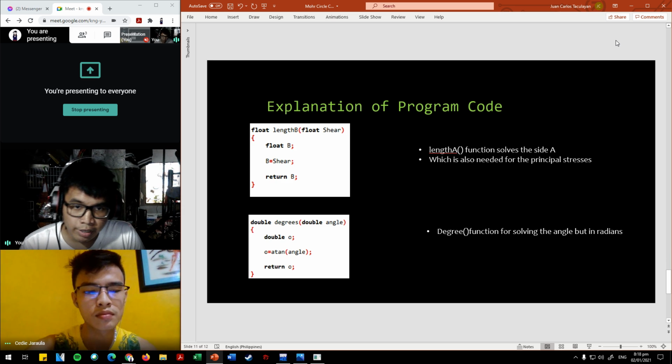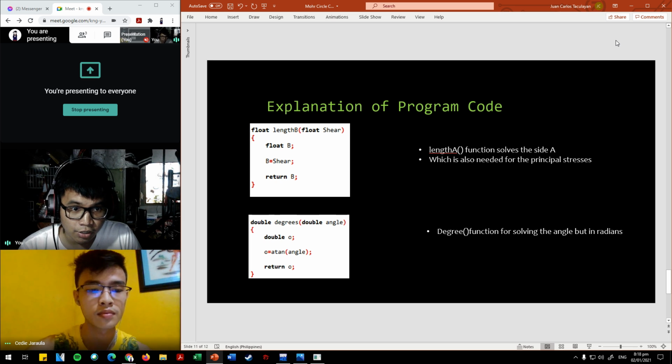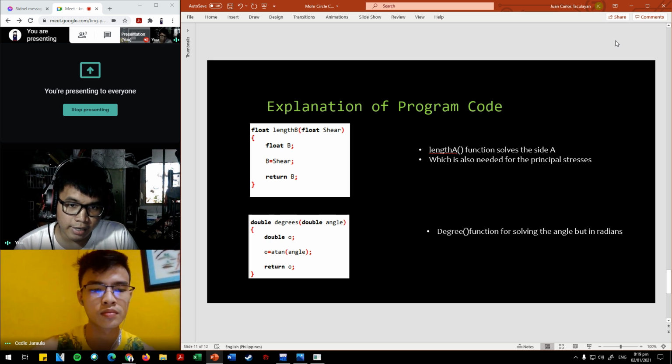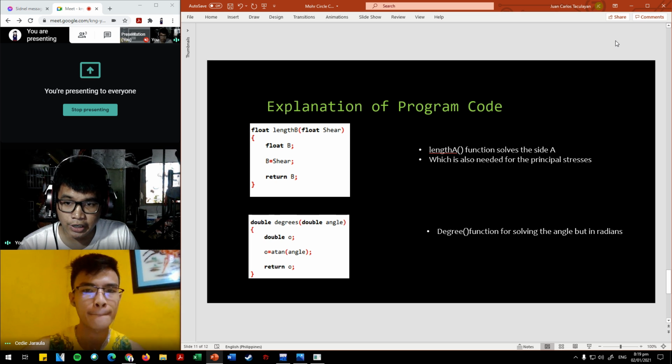Next, we will explain the float lengthB function and the degrees function. The lengthB function is just the same as the lengthA function, which is a triangle, but the process is that the variable B is just equal to the shear inputted.